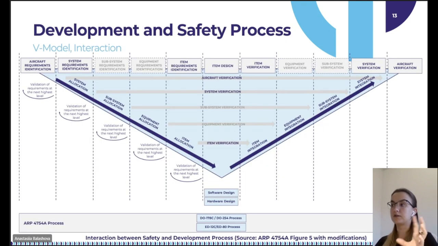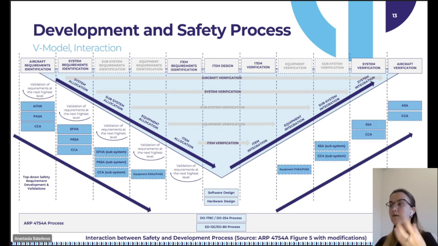So the V model of the development process is already familiar to us, and each level is accompanied by its own set of safety analyses. These are functional hazard assessments on aircraft, system, and subsystem level, preliminary safety assessments, and common cause analysis. On equipment level, we usually issue only FMEA. And the final safety assessments, ASA and SSA.